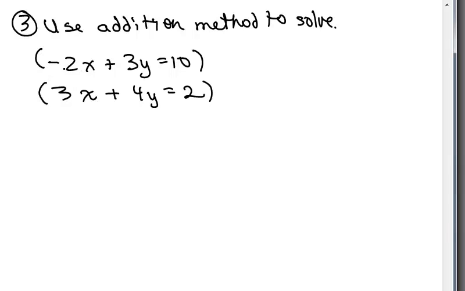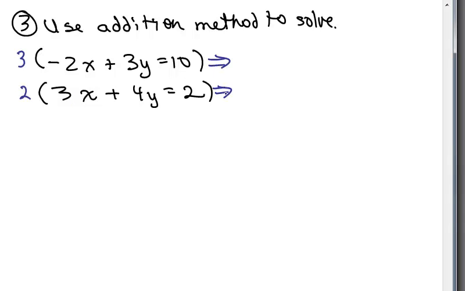So I have to think what number both 2 and 3 go into, and that would be 6, right? So I need to multiply the top by 3 to get a negative 6 and the bottom equation by 2 to get a positive 6. You're trying to find out what you could multiply each equation by so you'll have opposite coefficients for one of the variables.